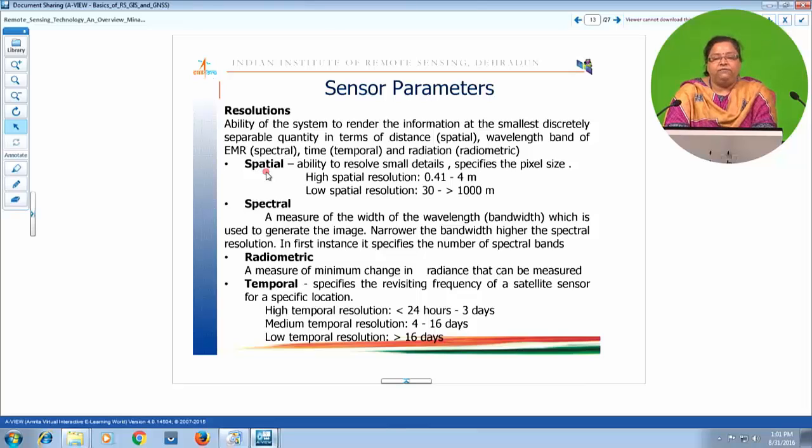Spectral resolution, in the first instance, we can call it the number of bands in which the sensor is recording, but actually it is the fineness of the wavelength interval in which the energy is being sensed. Radiometric resolution is the number of quantization levels that a sensor is sensitive to, that means how many brightness levels it can record. And temporal resolution is the revisiting capability of the satellite to look at the same location again. So these four parameters are important for a satellite sensor.